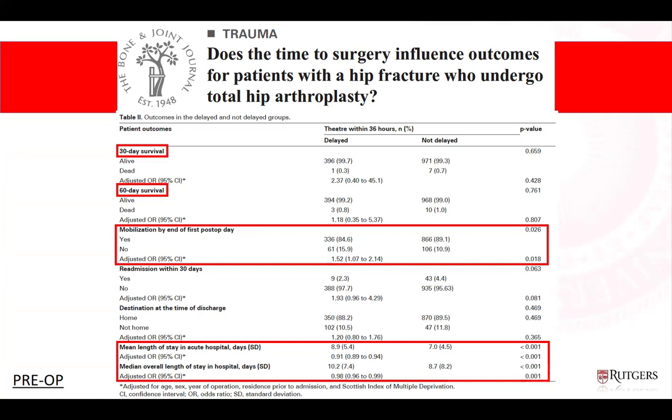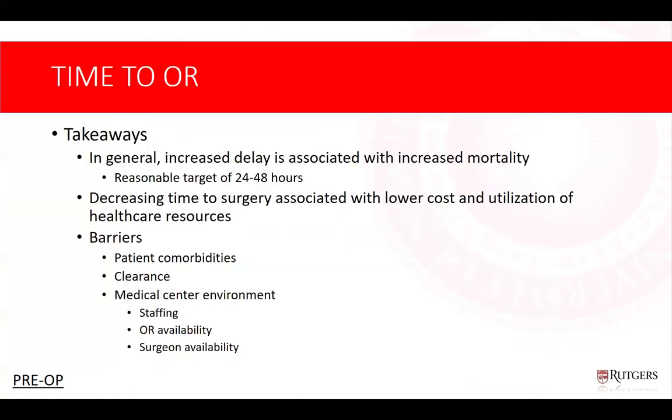There were 1,375 patients who underwent total hip for hip fracture. They used 36 hours as their cutoff between delayed and not delayed, showing no difference in 30 or 60-day survival. There was a trend towards improved mobility for the not delayed group, so the early group, as well as a shorter length of stay, as you might expect in the patients that were able to get to surgery before 36 hours.